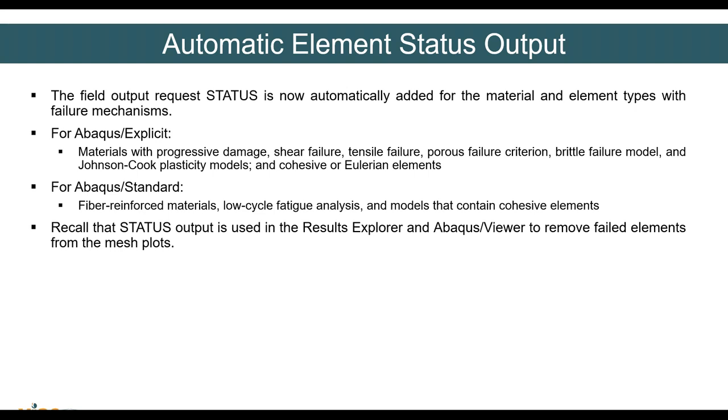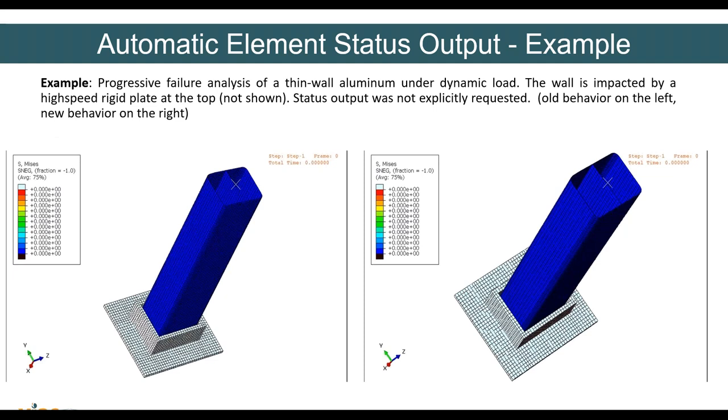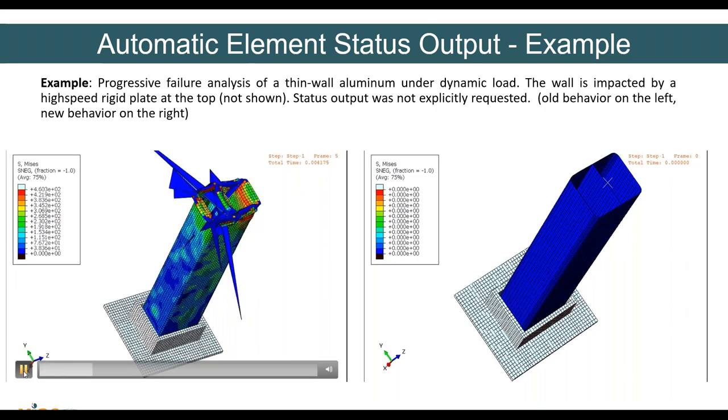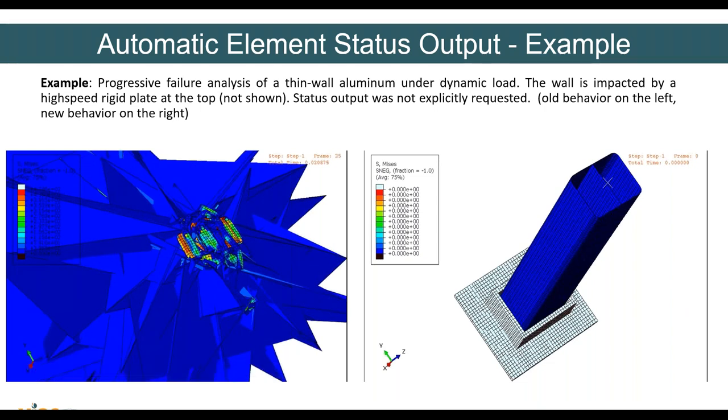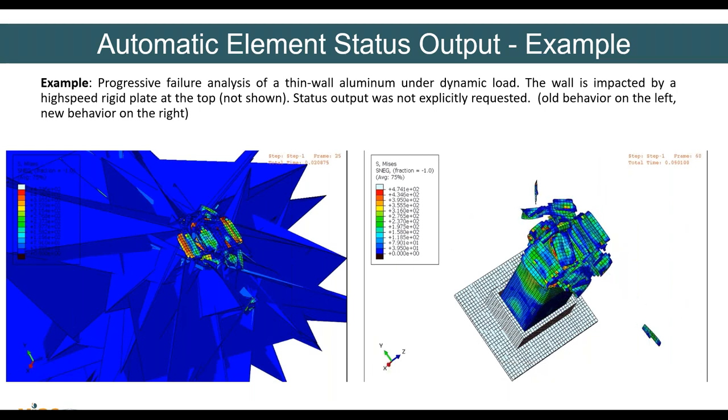You may recall that the status variable is typically used to remove failed elements. To give a quick, simple example, this is the crushing of a tube from the top side. In the previous version, if you had not requested a status output and you are post-processing in the Abaqus viewer, this is how it may look. It may look funny sometimes, however numerically it is perfectly fine, but there's no status variable output, so you cannot remove the failed elements. What we have done in the current release is that these variables are automatically requested and used while post-processing, which gives a neat and clean experience while post-processing these results.